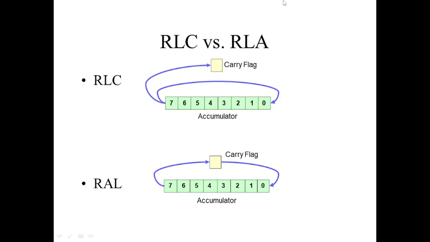So here these instructions are explained. RLC: when the RLC instruction is executed, bit D7 goes to bit D0 and it also goes to the carry flag. RAL: when this instruction is executed, bit D7 goes to carry and the content of the carry flag is shifted to bit D0.